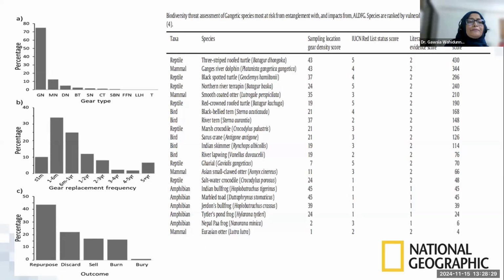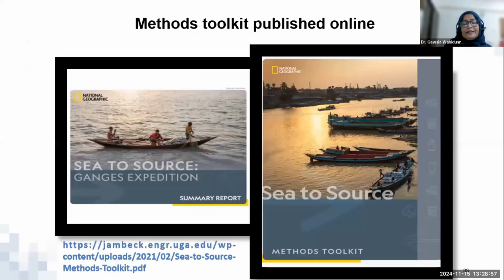And this slide shows the percentage of gear type and gear replacement frequency, like how we arranged some net shop surveys during the expedition in both the seasons, and we found how frequently they replace their gear. And the outcome is also in the photographs. And the threat assessments, the survey we arranged, as I mentioned, the literature review, and you can see the result. And all these methods I mentioned are captured, including how much money you need to develop your own project. Everything is mentioned in this method toolkit.